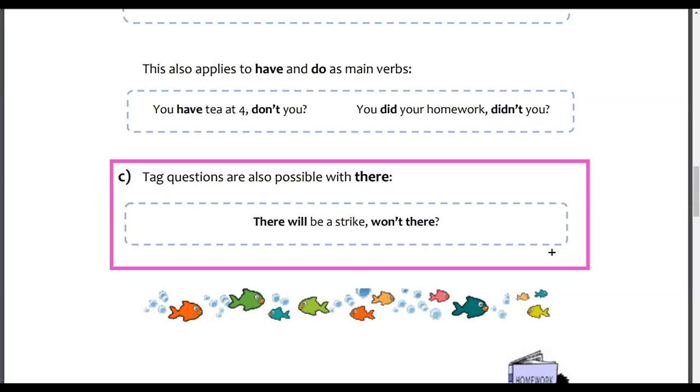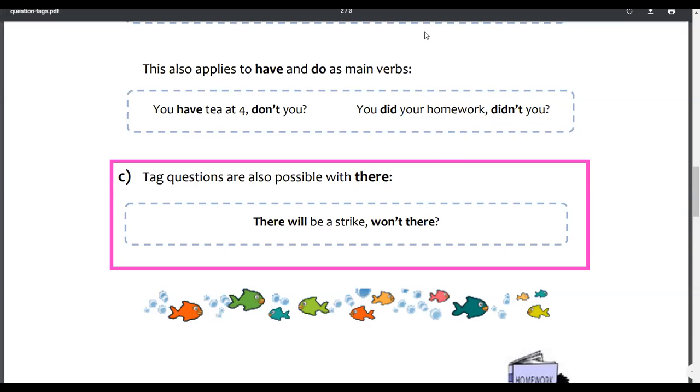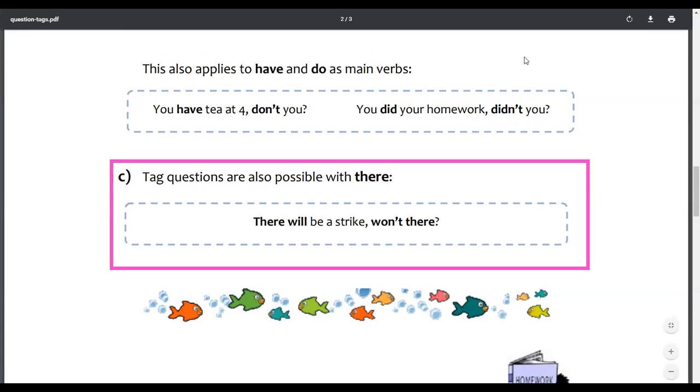There will be a strike, won't there? Well, this is mainly something you may use in order to get some people's attention. Like you are in a strike today and you want to find out whether there is or not a strike for tomorrow. So you ask, there will be a strike tomorrow, won't there? Yes? Okay.